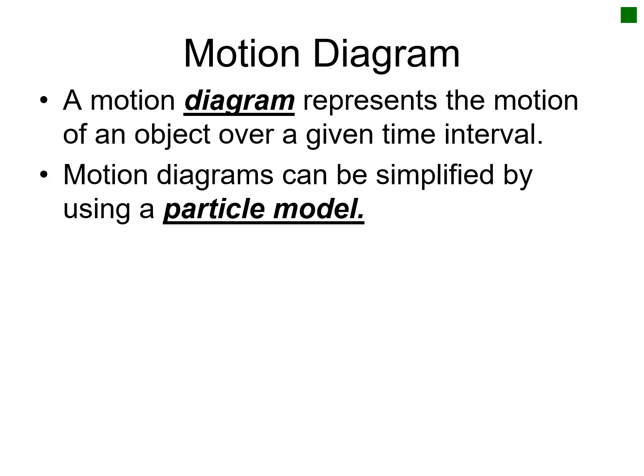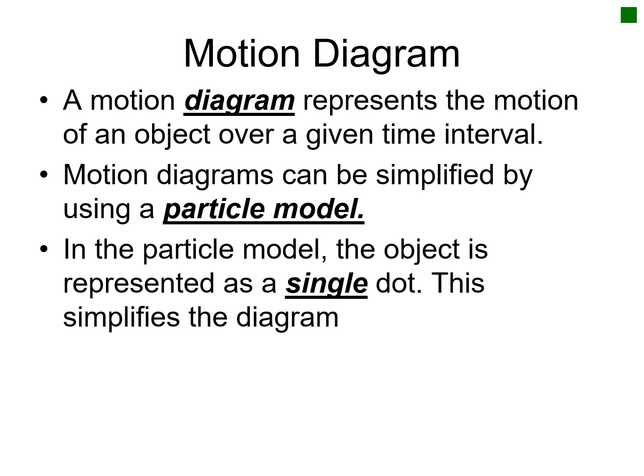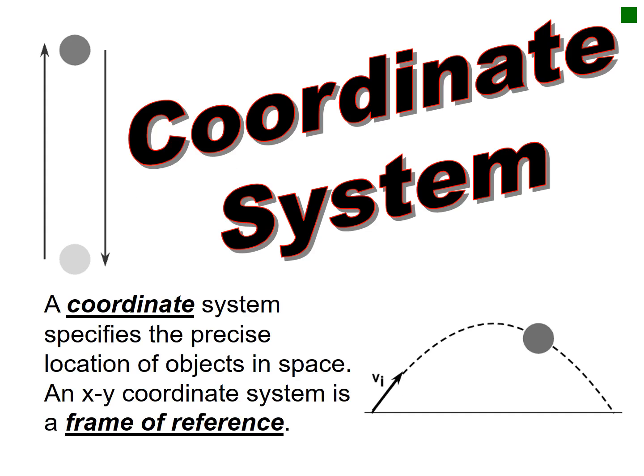Motion diagrams can be simplified by using a particle model, and in the particle model the object is presented as a single dot. This simplifies the diagram. So when you did your car and buggy challenge, for the buggy that had constant velocity, you made dots representing its motion over time that are equally spaced, because the motion was uniform.